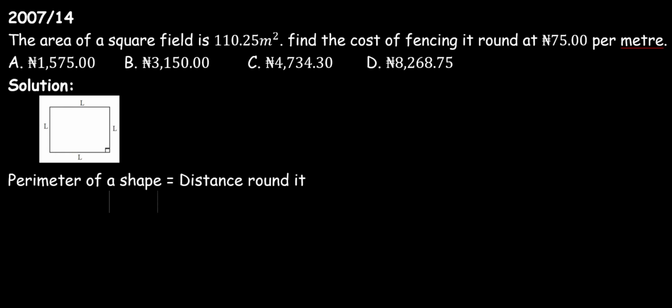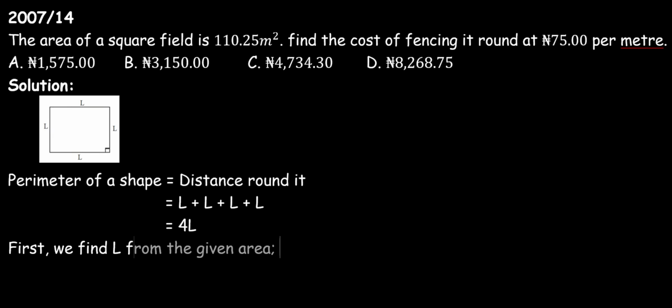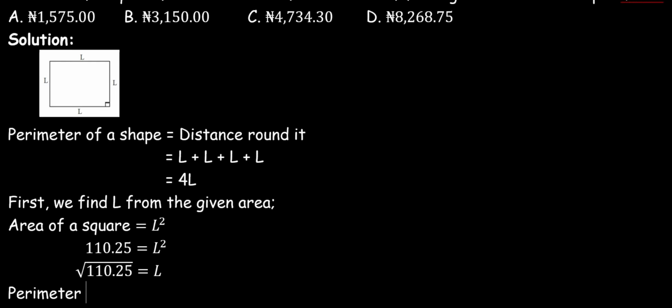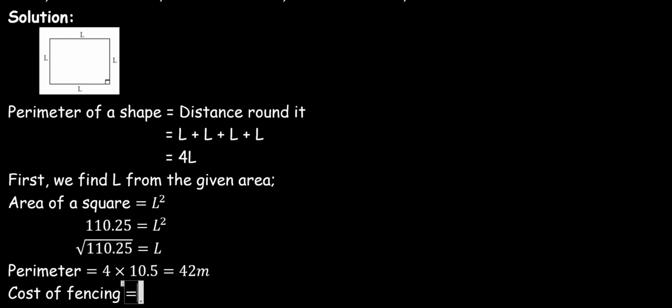In this case, it's a square, so we're talking about L plus L plus L plus L, which is equal to 4L. First, we find L from the given area. Area of a square is equal to L squared. In this case, we are given the area to be 110.25, which is equal to L squared. To find L, we take the square root of both sides, which gives 10.5. Thus, the perimeter of the given shape, which is the square, will be equal to 4 times 10.5, and that is equal to 42 meters. Cost of fencing at 75 naira per meter will be equal to 42 times 75, and that will give us 3,150 naira.